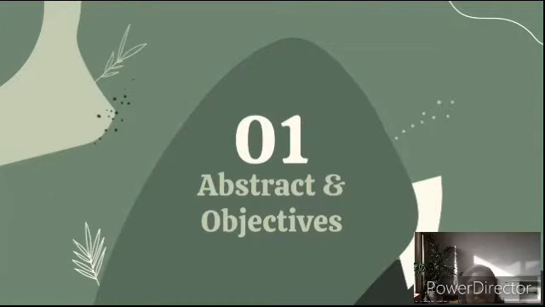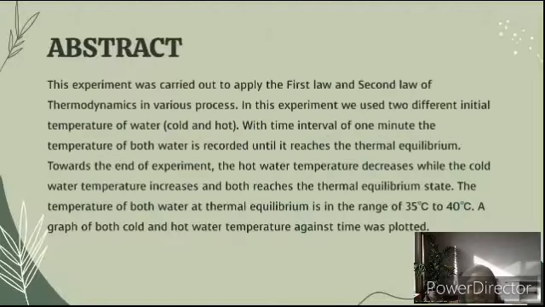So let's see the abstract and the objective of this experiment. This experiment was carried out to apply the first law and second law of thermodynamics in various processes. In the experiment, we used two different initial temperatures of water, which is cold and hot. With the interval of 1 minute, the temperature of both water is recorded until it reaches the thermal equilibrium.